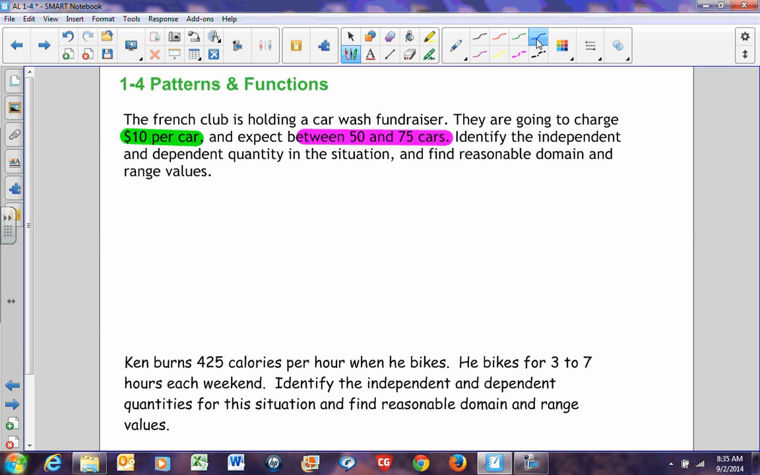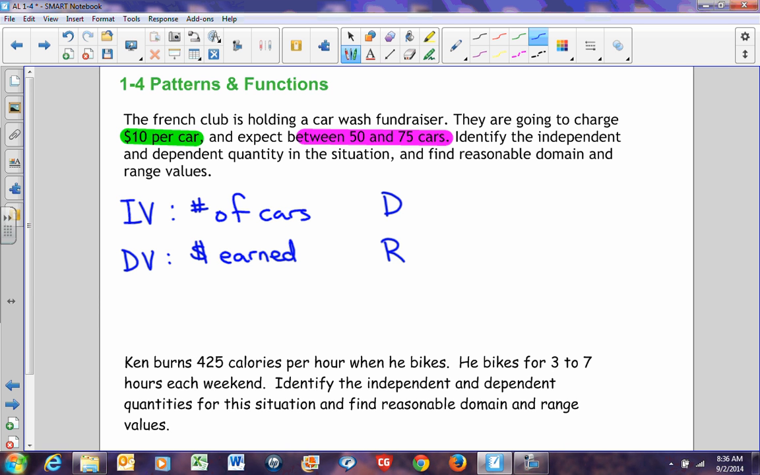So in this case, cars are going to be the independent variable, and money is going to be the dependent variable. So my independent variable, which you can just abbreviate as IV, is going to be the number of cars. And my dependent variable, which I can just call DV, is going to be the amount of money I make. The domain and range are always related back to the independent and dependent variables. My domain is always related to the independent variable, and my range is always related to the dependent variable.